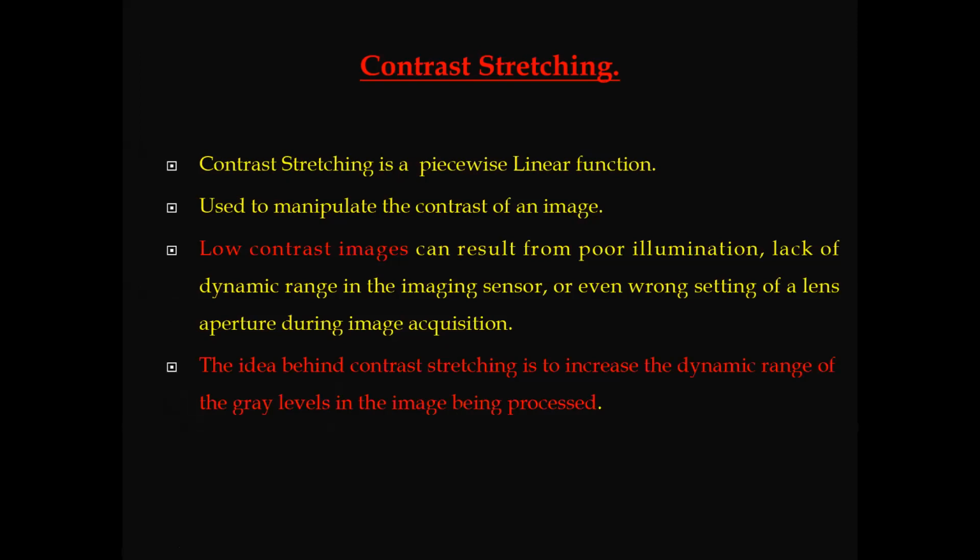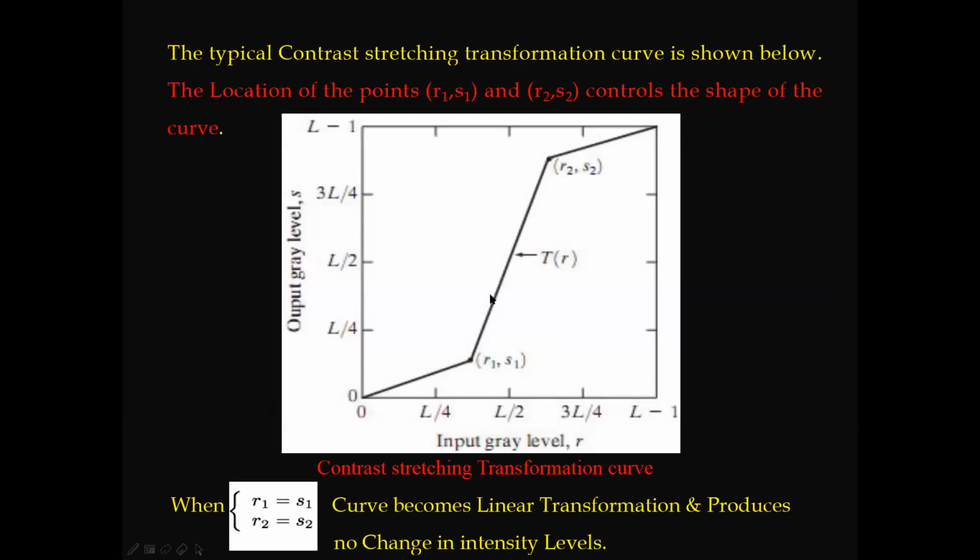Next, coming to contrast stretching. Contrast stretching is a piecewise linear function used to manipulate the contrast of an image. Low contrast images can result from poor illumination, that is, the outside lighting condition when we are capturing the image, lack of dynamic range in the image sensor because of the quality of the sensor, and even the wrong setting of the lens during the image acquisition process. So the idea behind contrast stretching is to increase the dynamic range of the gray levels in the image being processed. Okay. So this is called the contrast stretching transformation curve.